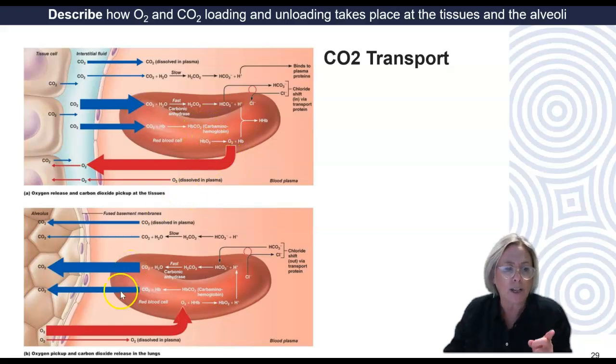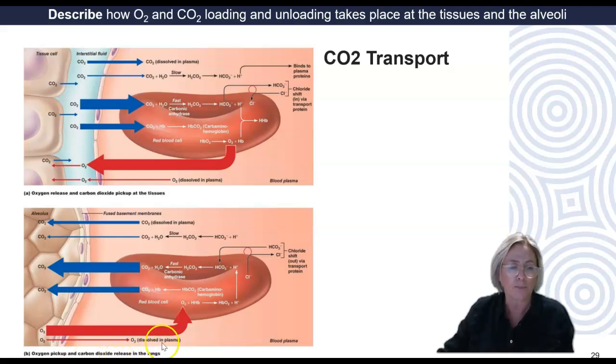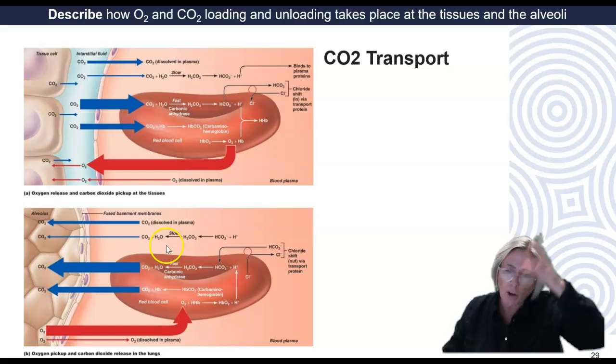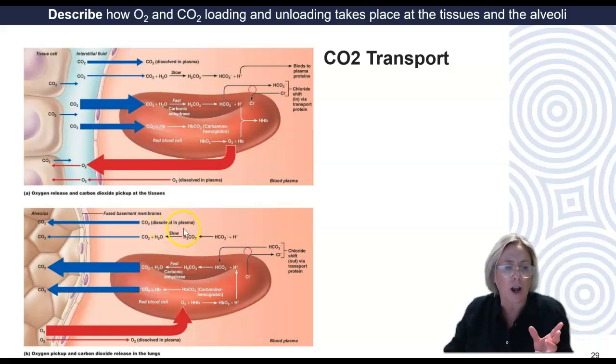Okay, now if we go down here, everybody, we're talking about external respiration, oxygen pickup and carbon dioxide release in the lungs. So we've had all that blood travel up to the lungs with the carbon dioxide, the 7% of it that's dissolved in plasma just diffuses out into the air in the alveolus, and it's going to be exhaled.